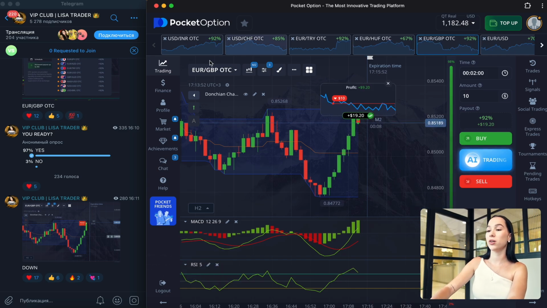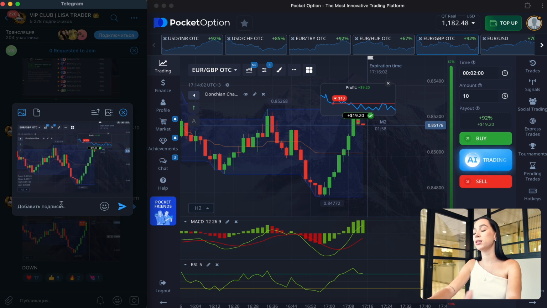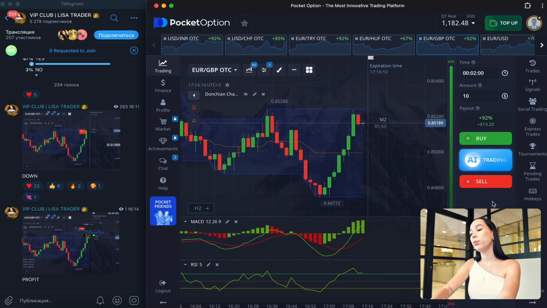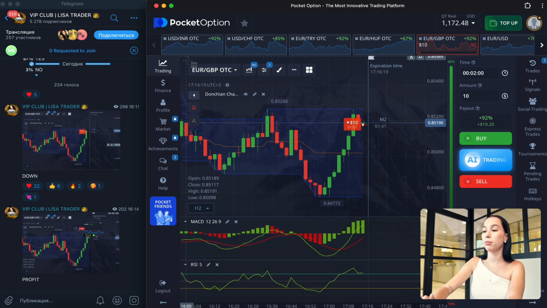I have too many things going on at the same time. So yeah, with the RSI, it's also pretty good to analyze the market. It's pretty easy. You just find the oversold and overbought zones. So here, let's not waste the time, and we will open another trade down for 2 minutes. Okay, 1, 2, 3, down. We open a trade down. Okay, perfect.